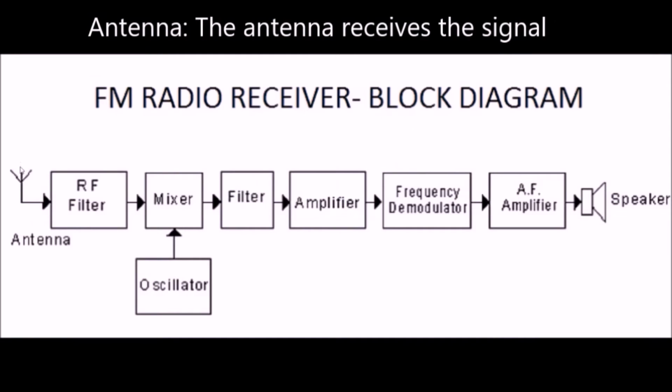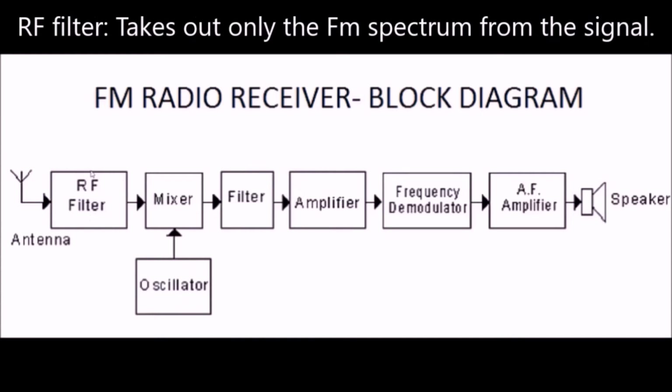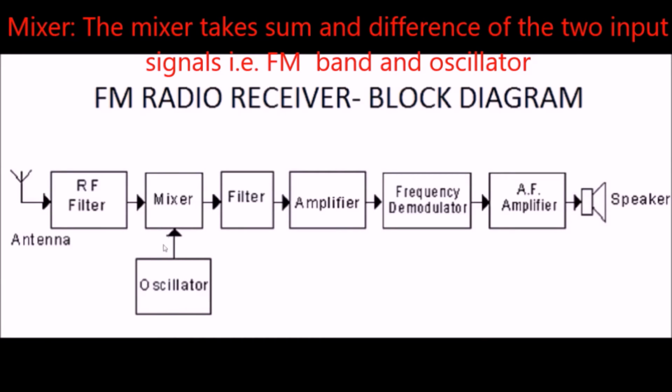First, the antenna receives the signal, which is then passed on to the RF filter, which takes out just the FM spectrum from the signal. It then goes to the mixer and the oscillator combo. The mixer takes the sum and difference of the two input signals from the FM band and the oscillator.